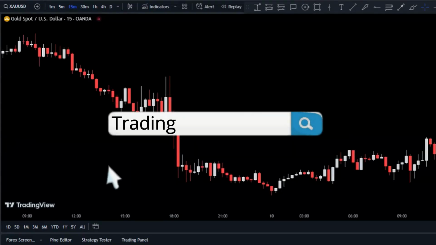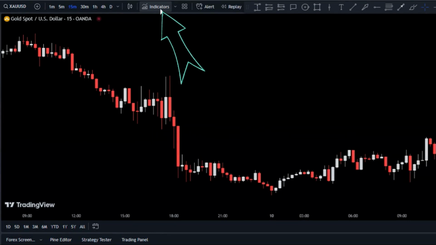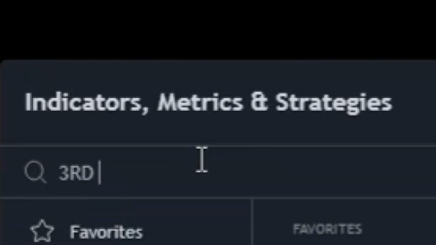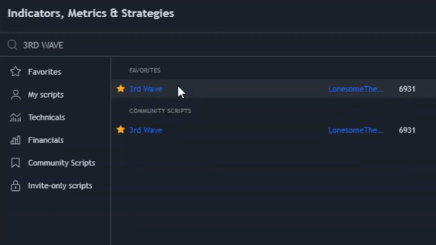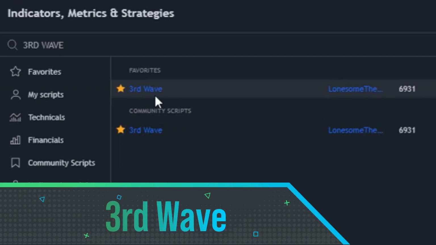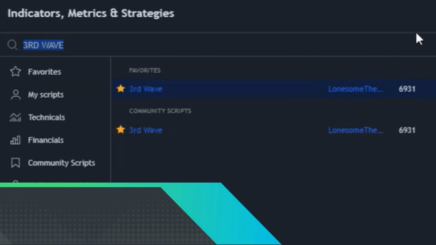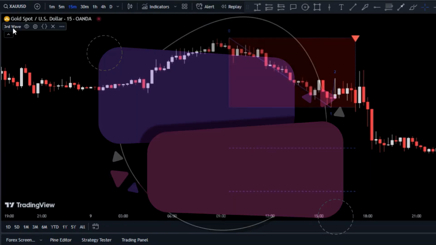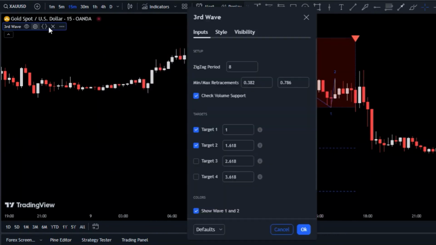Start by opening the TradingView website and navigate to the Indicators section. Then search for Third Wave Indicator and add it to your chart. However, before we use this indicator, make sure to apply the settings that I demonstrated in the video.